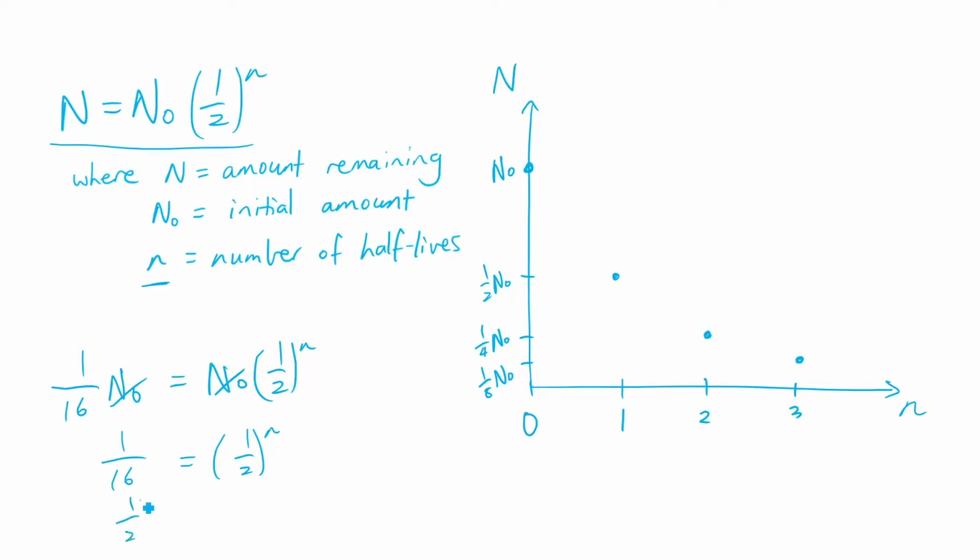1/16 we can write as half to the 4, and then since these bases are the same, we can equate the powers. So n is equal to 4. So it would take 4 half-lives for 1/16 of the original amount to be remaining. So keep this formula in mind as you tackle those radioactive decay questions.